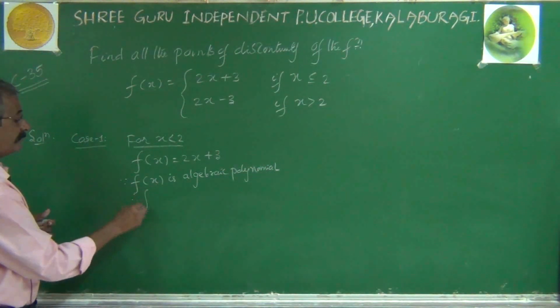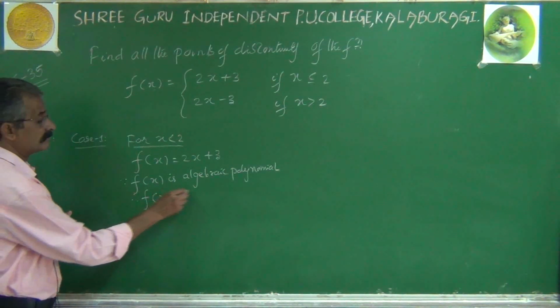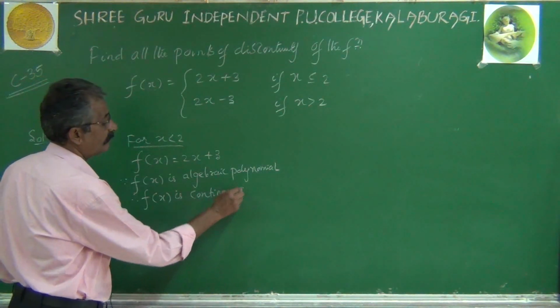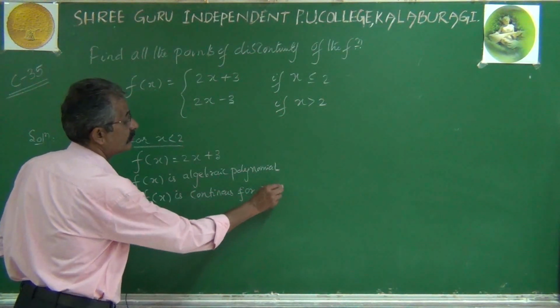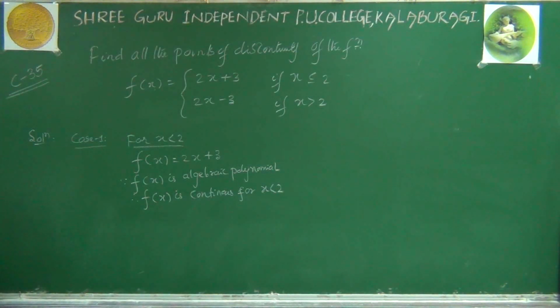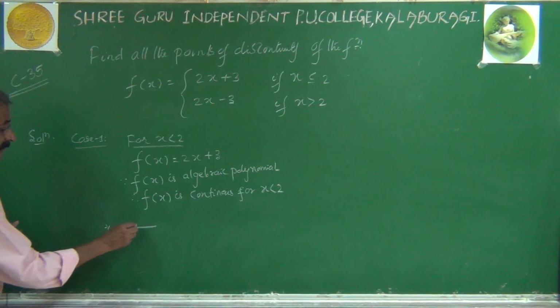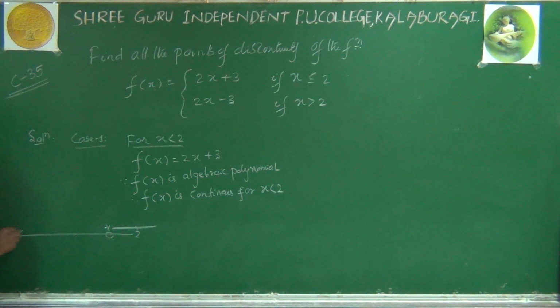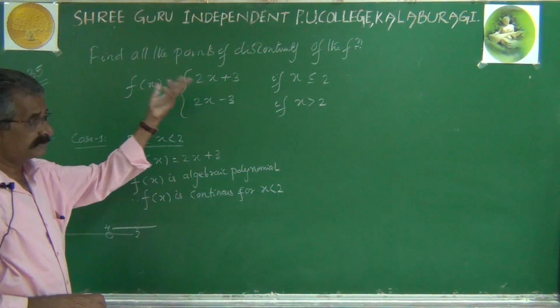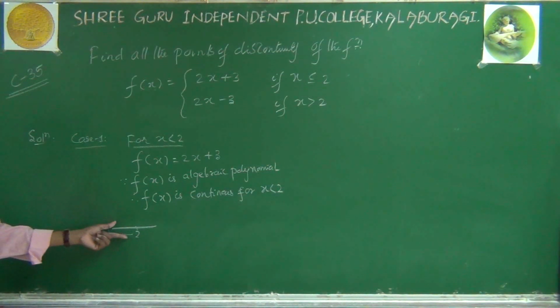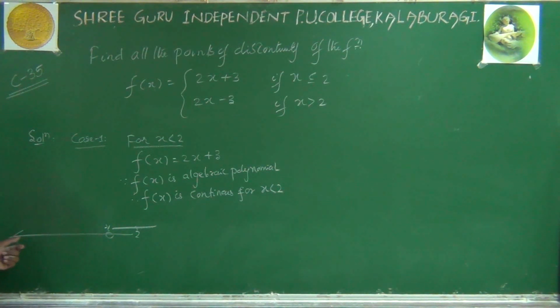Therefore, f(x) is continuous for x less than 2. That means you take values of x which are less than 2. For all these values of x, our function is continuous because it is a straight line, not having any kind of gap or break in that range from minus infinity to 2, in fact excluding minus infinity.